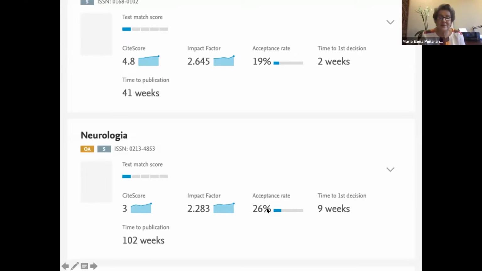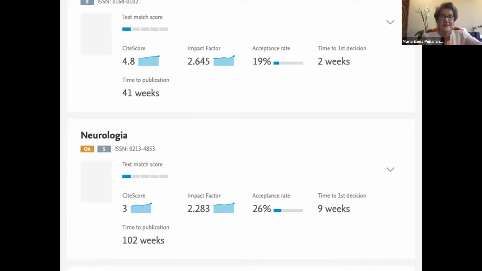The acceptance rate is 26%. Oh, okay. Time of the first decision is 9 weeks. So they tell you in 9 weeks if they're going to accept you or not. So you have to wait 2 months plus. And then you have 102 weeks for the first publication. This other one that didn't show well has an impact factor which is a little bit higher, a 19% acceptance rate only. They take 2 weeks to give you the decision that you're going to publish, and 41 weeks to actually publish. So I put this in because I wanted to talk about the impact factor.